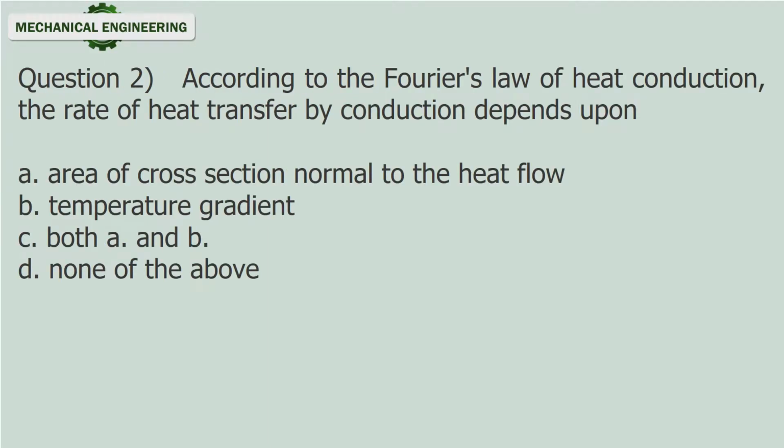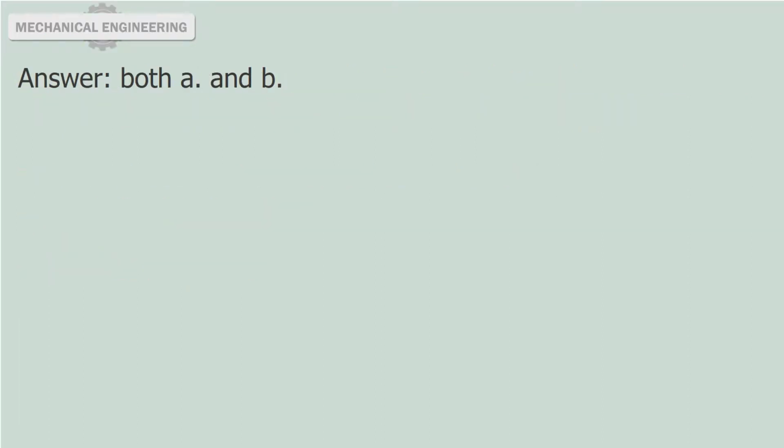Question 2. According to the Fourier's law of heat conduction, the rate of heat transfer by conduction depends upon A. Area of cross-section normal to the heat flow. B. Temperature gradient. C. Both A and B. D. None of the above. Answer: both A and B.